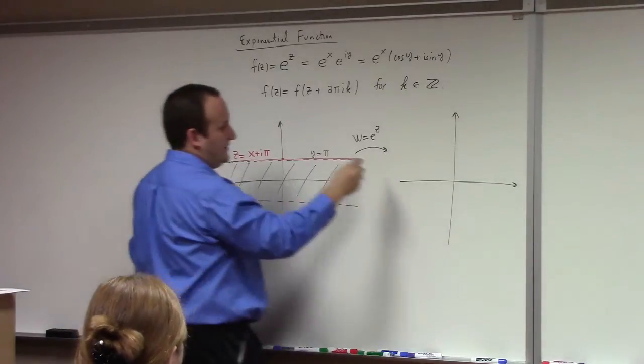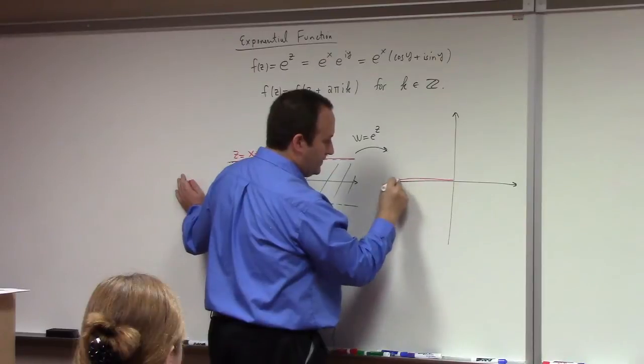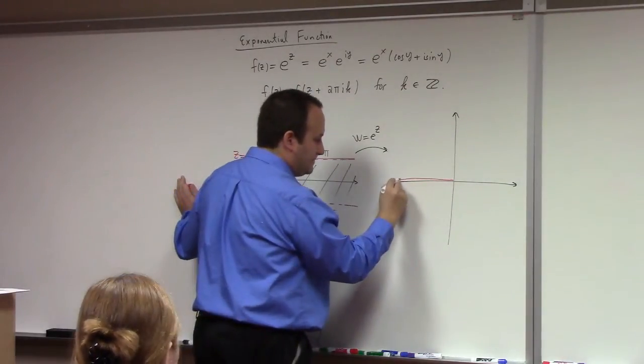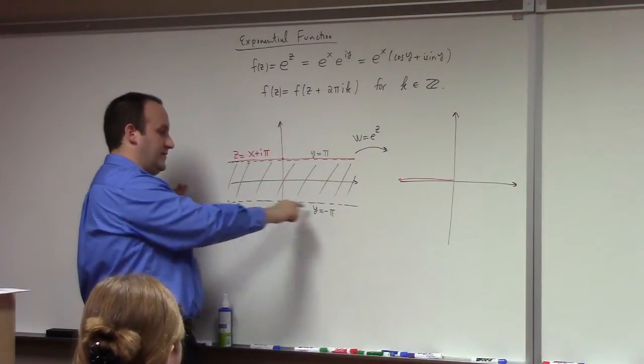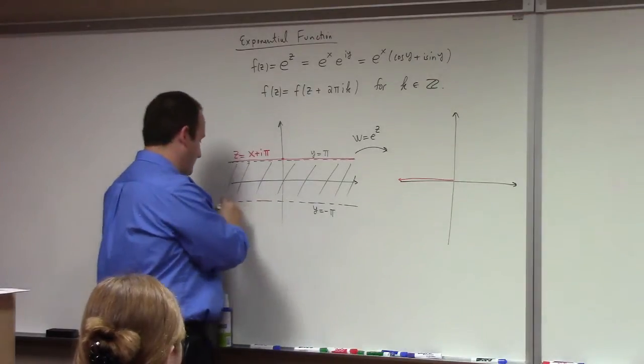So this red line gets mapped onto this. I mean, except if it's excluded, it gets mapped onto this, right? And how about the minus pi? The same thing, right?